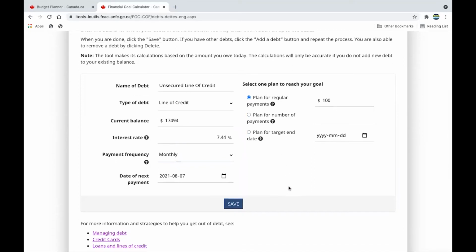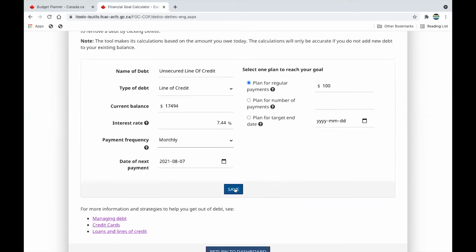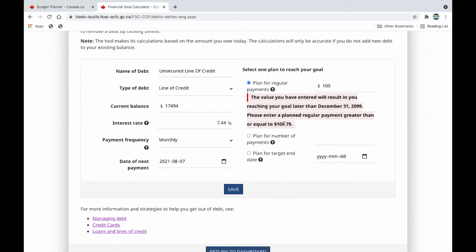So now that we have inputted all our numbers, all we have to do is click on this button, save. So now it's telling us that the value you have entered will result in you reaching your goal later than December 31, 2099. Please enter a planned regular payment greater than or equal to. So this actually helps you understand that with a number like this and you're paying a number like this, you also know that based on the interest rate, it's going to take you who knows how long to pay off.